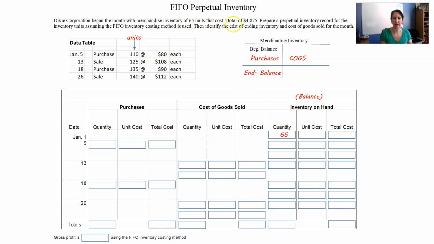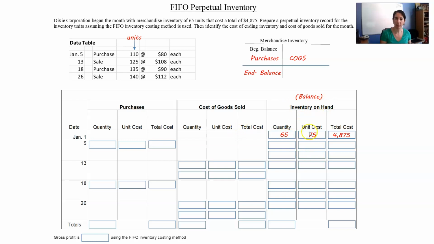We start off with 65 units, a total cost of $48.75. We can just divide those two and figure out what the unit cost is, which happens to be $75. You know what? Let me step back for a second. We've got 3 columns in here. We've got our purchases column, the ones that we're selling, cost of goods sold column, and we've got our ending inventory column, the inventory we have on hand. Remember, inventory is in one of two places. It's either going to be sold or we're going to have it still on our shelves. So this last set of columns represents what we still have on hand at any time.